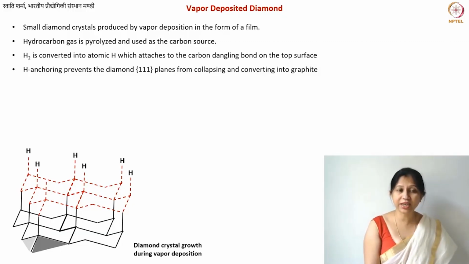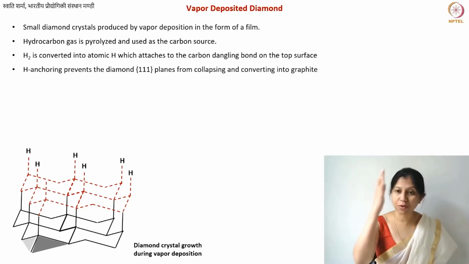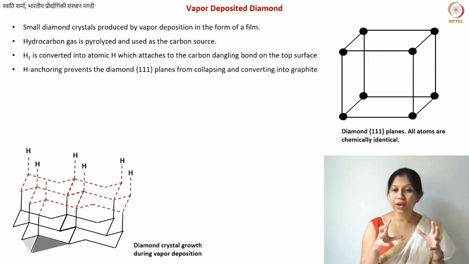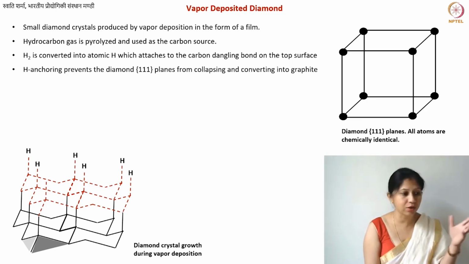As I have mentioned here, this anchoring of hydrogen prevents the 111 planes of diamond from flattening. What are the 111 planes of diamond? We have not discussed the diamond crystal structure in much detail. As I had mentioned, you have two interpenetrating FCC type structures. This is in fact called the diamond crystal structure. Some other materials, for example silicon, also have this diamond type crystal structure. So what are these two interpenetrating FCCs?